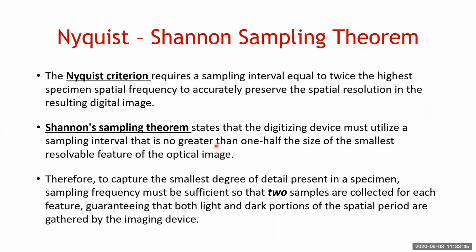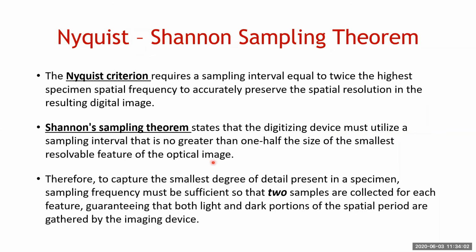The Shannon sampling theorem is related to that. Basically, you need to have a digitizing device, and I'll talk about digitizing devices a bit later, that utilizes a sampling interval that is no greater than 1/2 of the smallest resolvable feature.